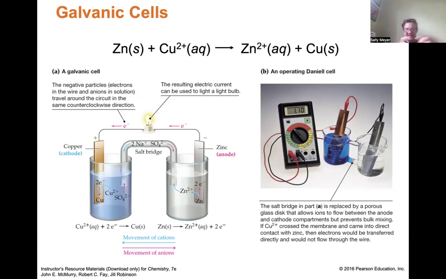The big pieces of metal that carry the electrons into and out of the solutions are called electrodes. The side where you have reduction is called the cathode. The side where you have the oxidation is called the anode. So the electrons are moving, and their kinetic energy is being used to light this light bulb. The other thing that you have to remember is that as the electrons move from right to left, you're building up negative charge on the left-hand side and positive charge on the right-hand side.